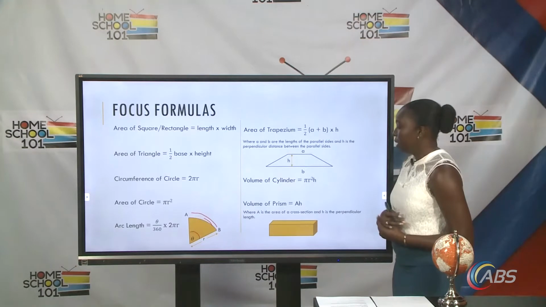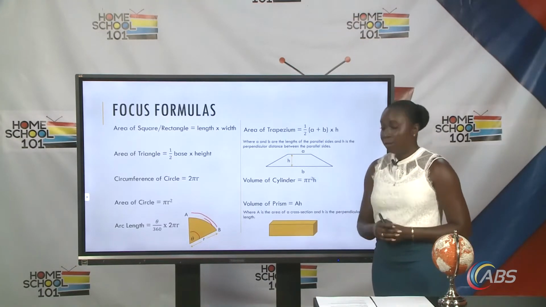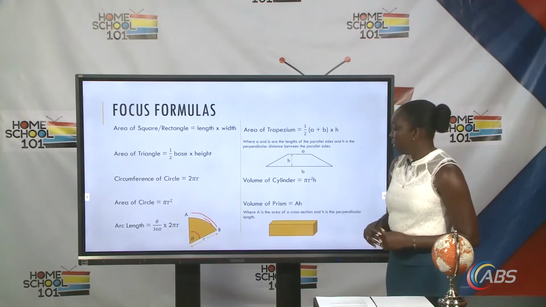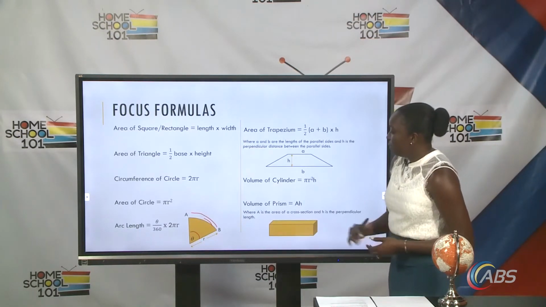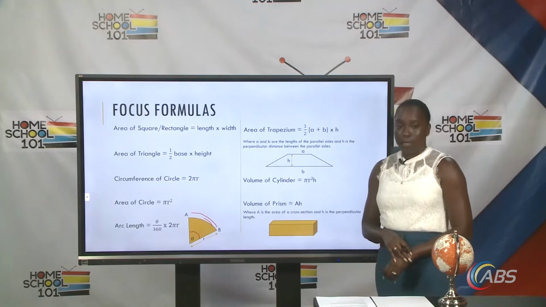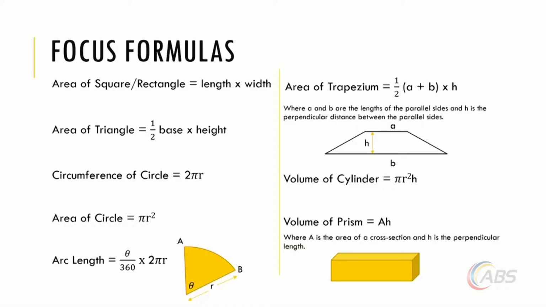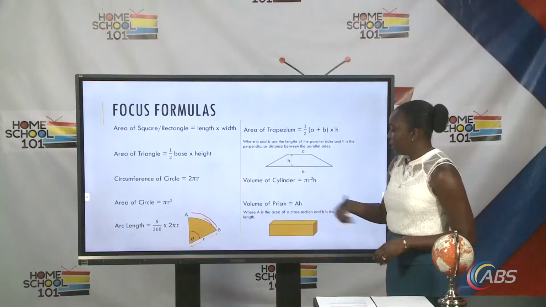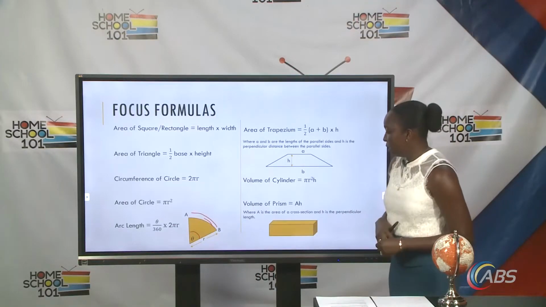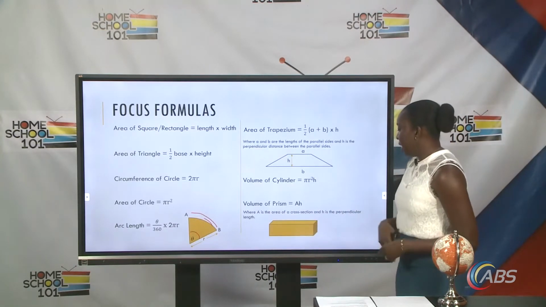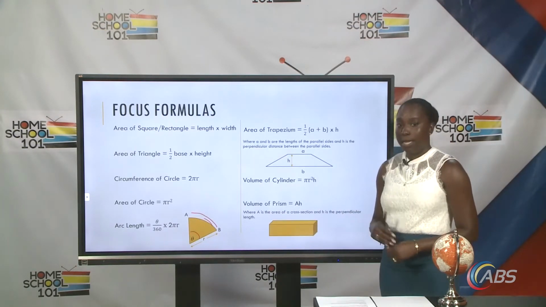We're also going to be looking at the volume of a cylinder, which is pi r squared times the height. And we're going to be looking at the volume of a prism. Now, it doesn't matter what prism it happens to be. Here I have an example of a prism that's based on a square, which we can call a cuboid. And so this is equal to the area of the face times the height. So where A is the area of the cross section and H is the perpendicular length.